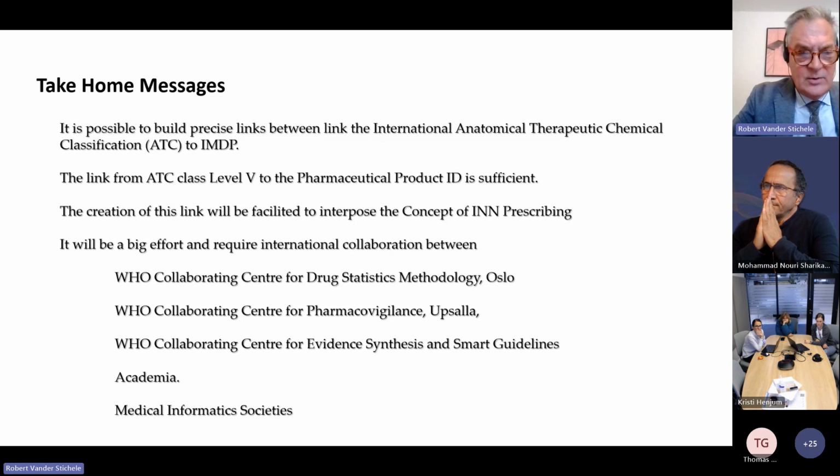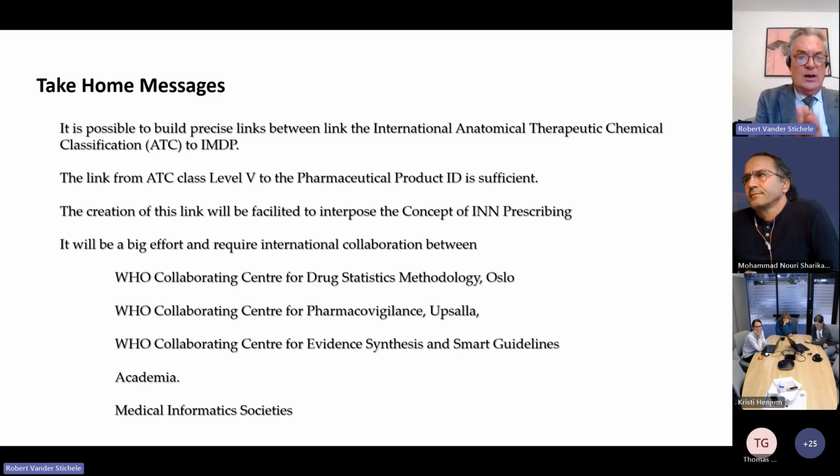The creation of this link will be facilitated by interposing the concept of INN prescribing, and in that way it will also be very instrumental to introduce INN prescribing in the electronic prescription systems of Europe, where it is for the moment not yet present. And it will be a big effort, that's for sure, and require international collaboration. The WHO Center for Oslo, your center, will be involved. Uppsala will be involved.